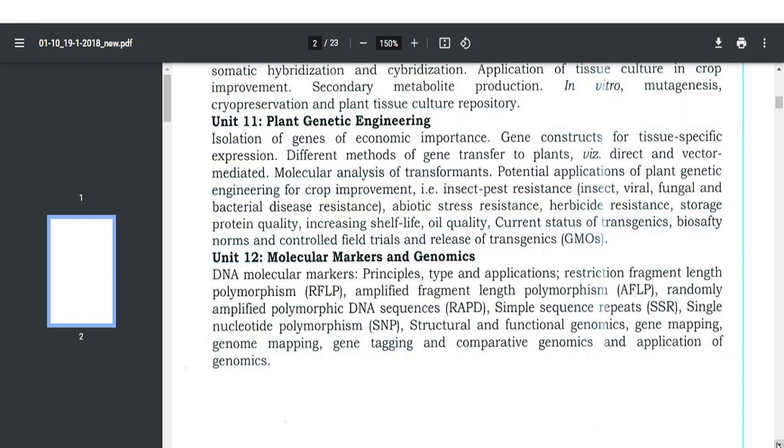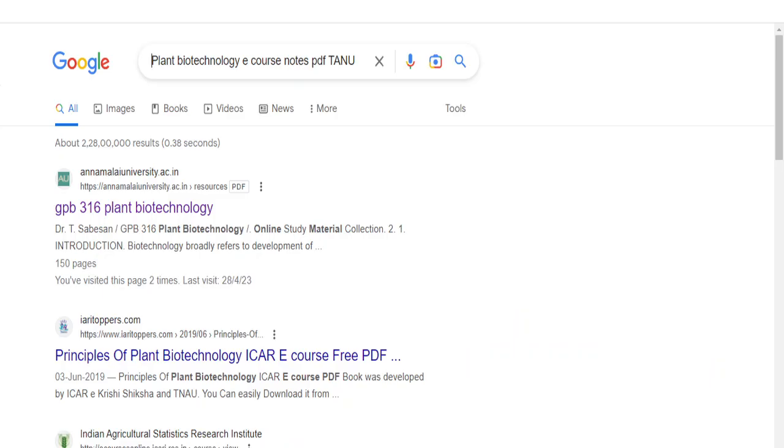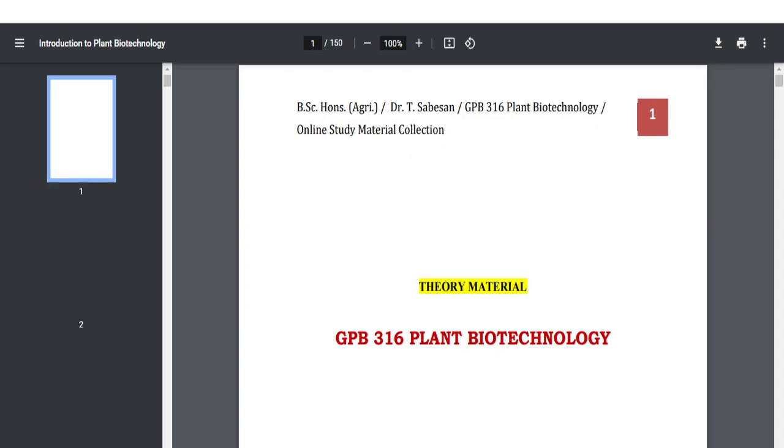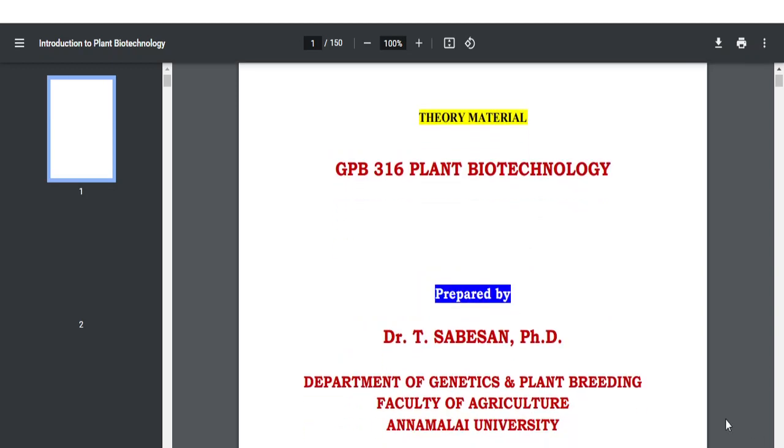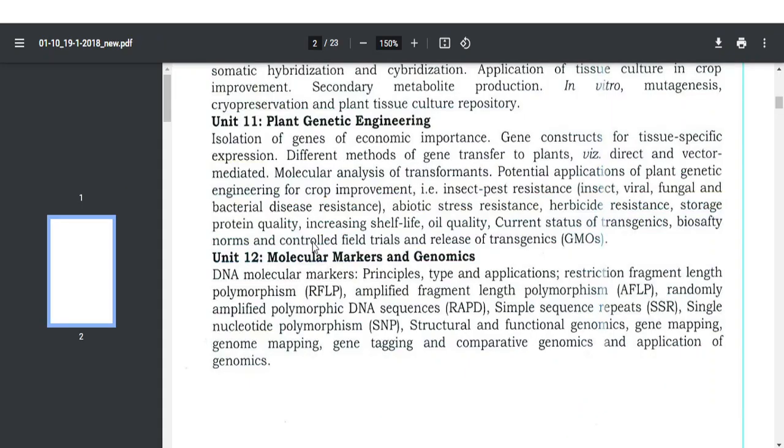Next is plant genetic engineering. For plant genetic engineering, you definitely need to refer to a standard textbook, or if you type plant genetic engineering notes PDF, you can find material from a few universities like Annamalai University and Satyabama University. They publish notes for you. If you simply type the heading, you can find theory material prepared by professors working in those universities. So instead of searching here and there, you can refer to those.